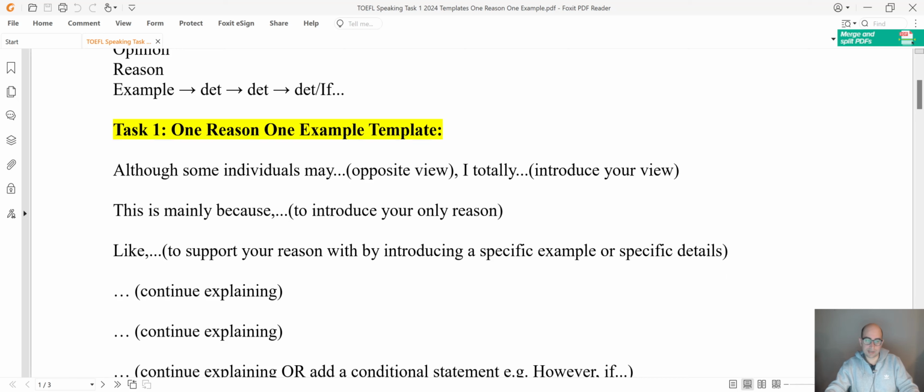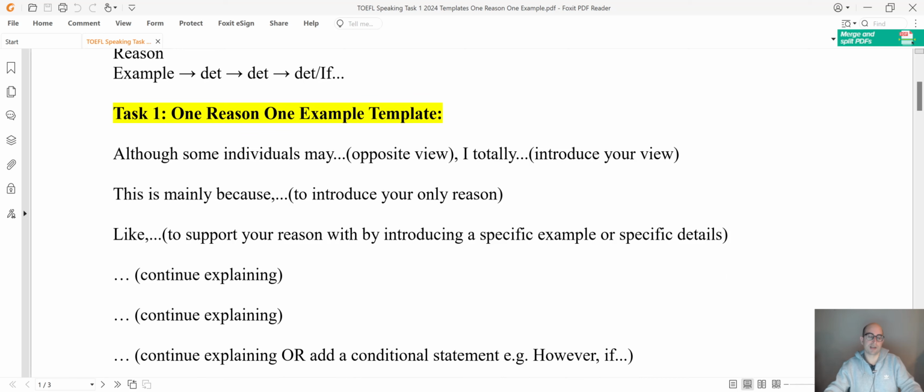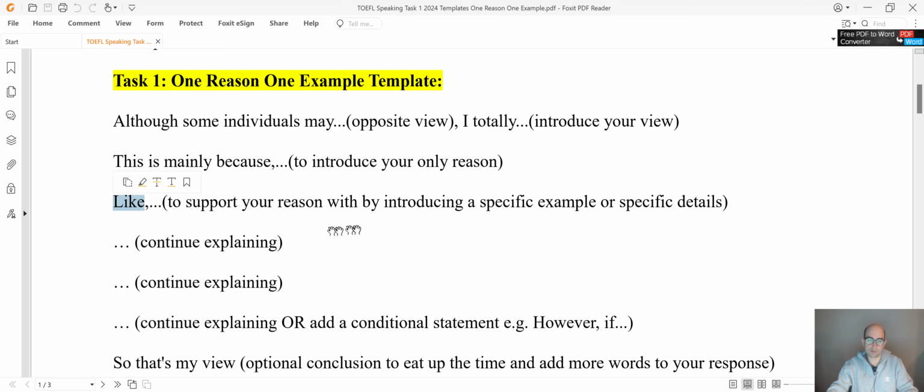So your template, the kind of phrases, guys, you're going to be memorizing are these. So this is just my recommendation. It could be done many different ways as well. So you're going to memorize the word although some individuals may. You're going to state how the opposite side feels about the issue. And then you're going to mention how you feel about it, which is going to be the exact opposite opinion. This is mainly because, so you're going to use this phrase, it's a reason phrase to introduce your only reason here. Then you're going to use like to introduce that specific example, okay?